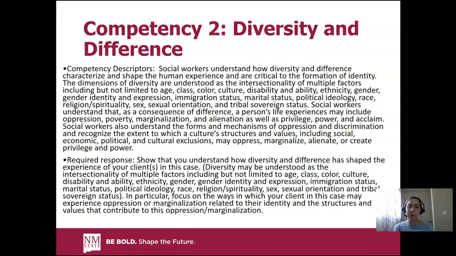In competency 2, you're going to talk about how diversity and difference shape the experience of your clients. So again, how you frame the client is going to matter. If I am a mental health provider with Cesar, I'm going to talk about Cesar, his identity, right? Who he is, how his intersecting identities can lead to experiences of potentially privilege or marginalization, right? If I'm working with the community, I'm going to think of the community's identity, right? Who are they as a group? What experiences have they had as a group? And how do those things contribute to oppression or marginalization or privilege, right?